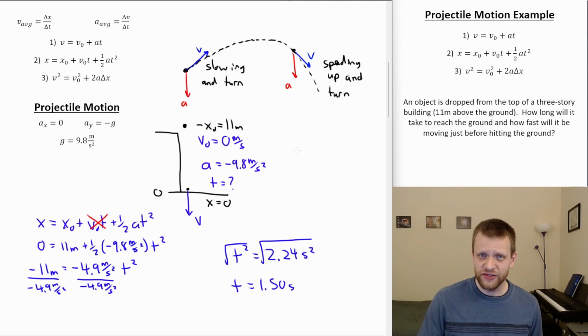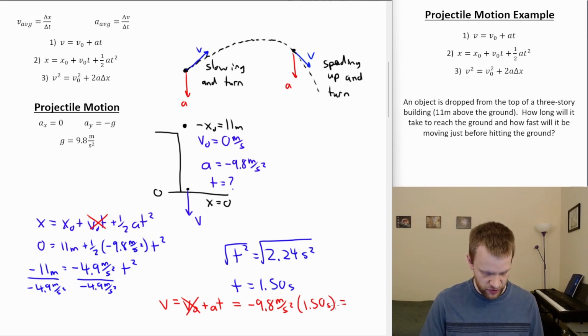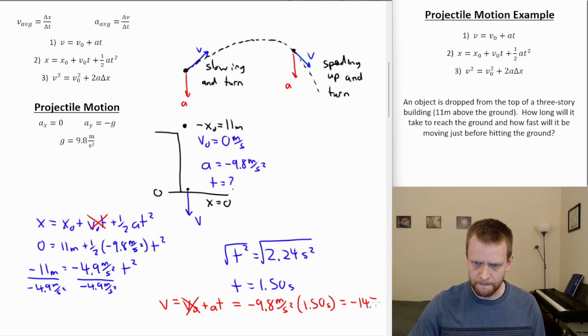Well, what about how fast it's moving just before it hits the ground? Well, now that we know the time and we want to find the final velocity, let's go back to equation 1. So for equation 1, we've got our final velocity is initial velocity plus acceleration times time. Initial velocity was just 0, so that goes away. Acceleration is negative 9.8 meters per second squared. And our time was 1.50 seconds. And if we multiply those together, we get negative 14.7 meters per second.